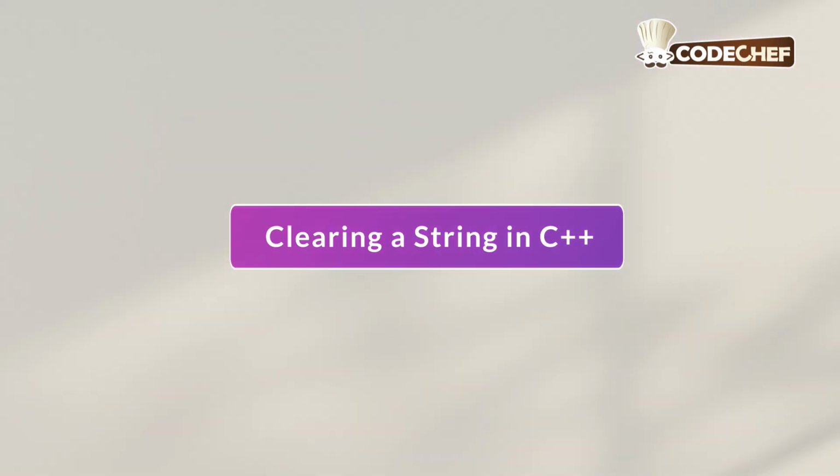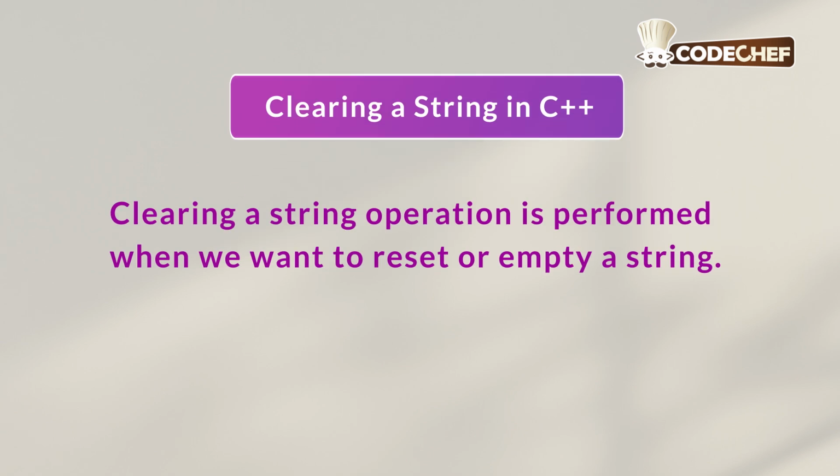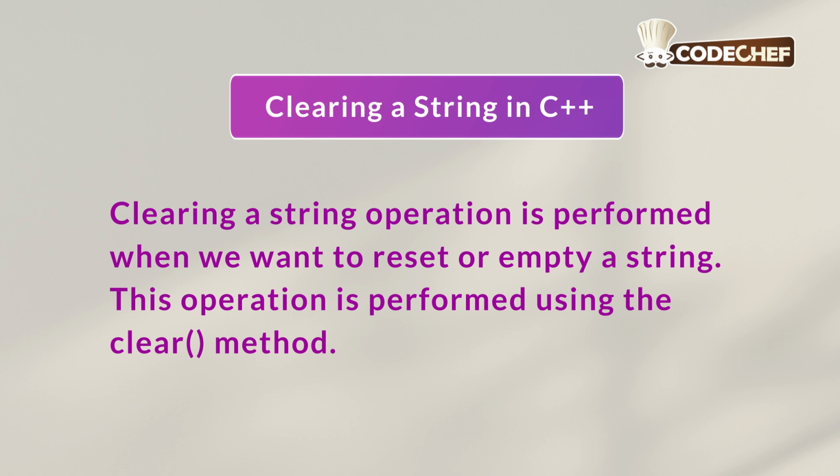Last but not the least, clearing a string in C++. Clearing a string operation is performed when we want to reset or empty a string. This operation is performed using the clear method.